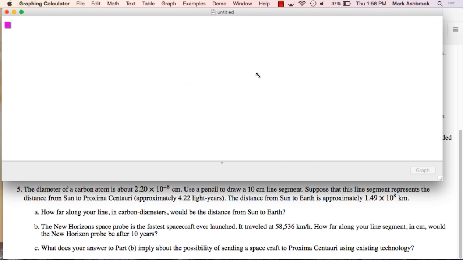So I'm going to draw a line, something that's approximately 10 centimeters. And that represents the distance from the sun to the nearest star. Okay? How far along your line in carbon diameters would be the distance from sun to Earth? And what is the distance from sun to Earth? That has to be given. So 10 centimeters is the same as 4.22 light years.